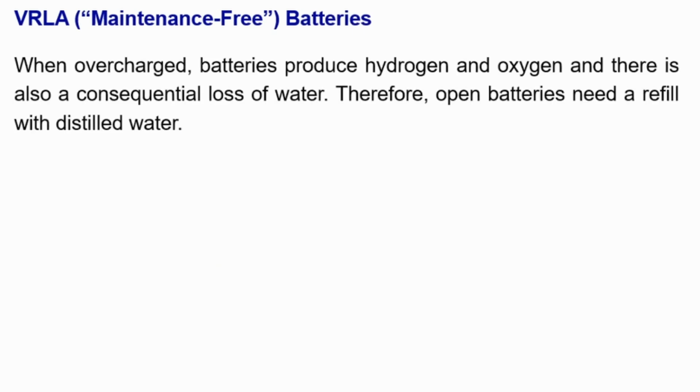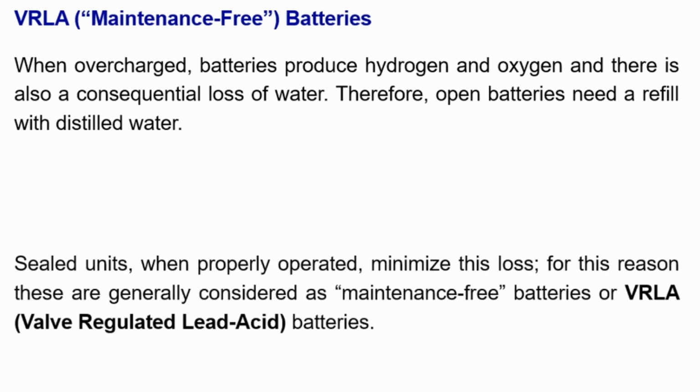VRLA batteries, maintenance-free batteries. Usually when batteries are overcharged, they produce hydrogen and there's a consequential loss of water. You have to refill that water with distilled water. Sometimes it's a problem to get distilled water, and you have to have some reliable person who is doing that in a regular way. And sealed units, they minimize that loss, so the hydrogen and the oxygen cannot escape.